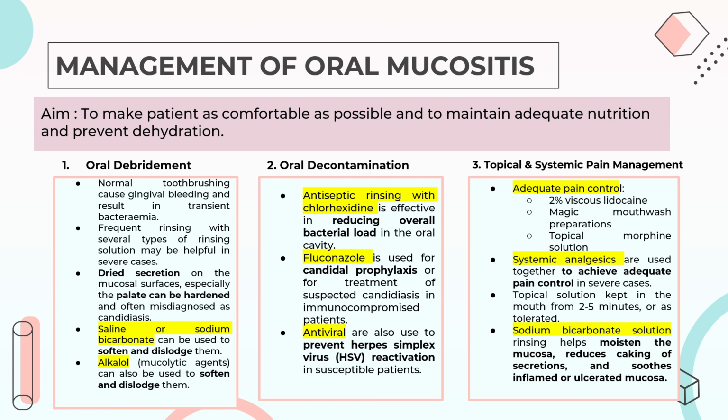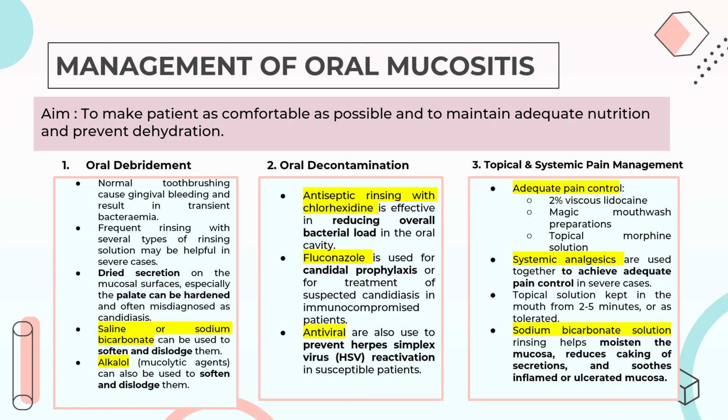So the first management is oral debridement. Oral debridement refers to the removal of accumulations of plaque and calculus in order to maintain dental health. So we can give saline or sodium bicarbonate and alcohol, which is a mucolytic agent, to soften and dislodge them. The next one is oral decontamination. Antiseptic rinsing with chlorhexidine is effective in reducing overall bacterial load. Fluconazole is used for candidal prophylaxis, and antiviral can be used to prevent herpes simplex virus reactivation.